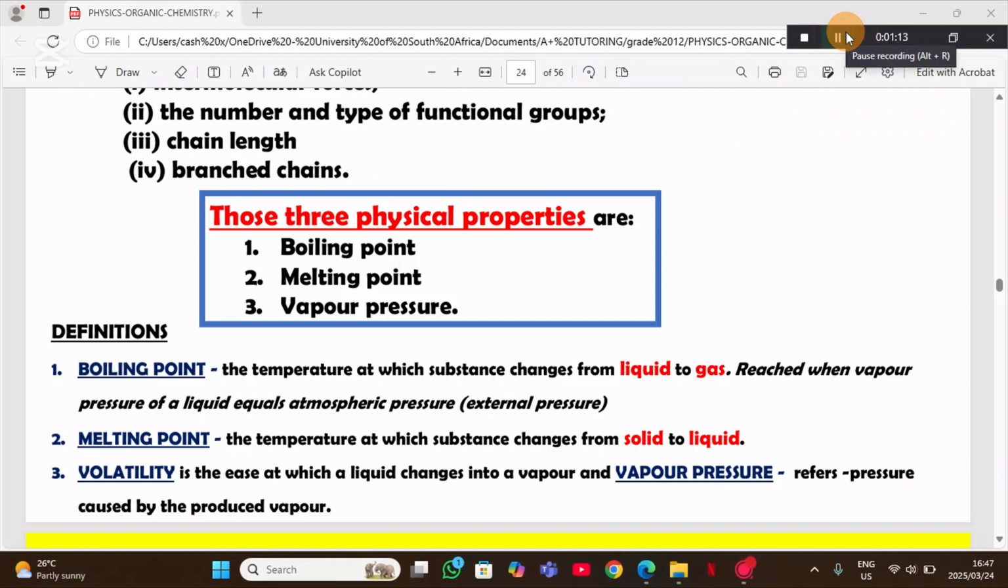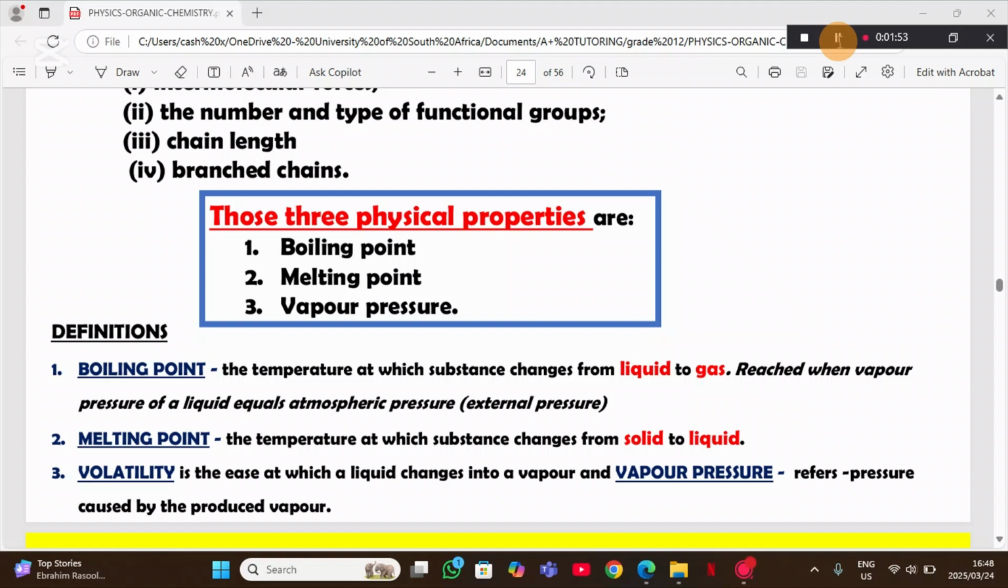Okay, so we'll be doing the physical properties of organic compounds. We have boiling point, melting point, and vapor pressure. Boiling point is when a liquid changes to a gas, right? But how we define it is the temperature at which the vapor pressure of a liquid is equal to the atmospheric pressure. And melting point is the temperature at which a solid melts to become a liquid, right? And then we now have vapor pressure.